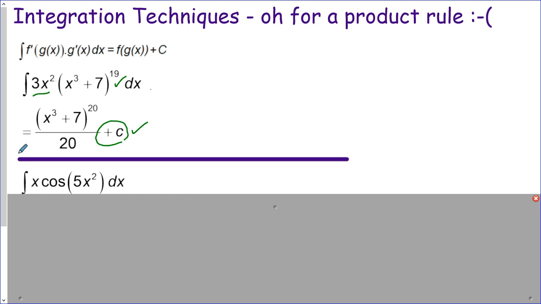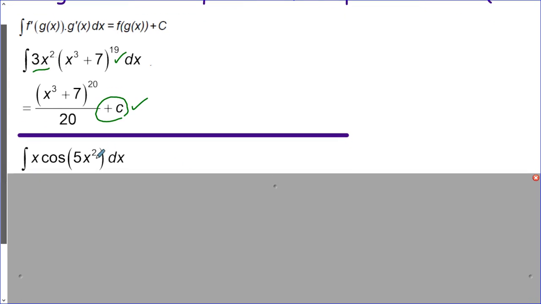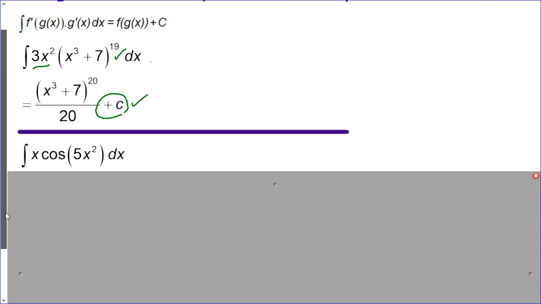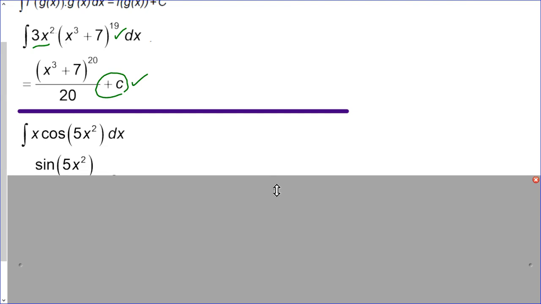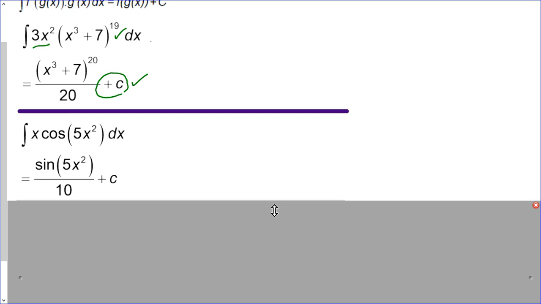Let's look at another one. x cos of 5x squared. Well, the derivative of 5x squared is actually 10x. Now 10x isn't quite here, but I can fix for a constant by dividing out later. So the integral of cos is sine. So I'm going to take a stab at sine of 5x squared. If you differentiate sine of 5x squared, you get cos of 5x squared times by 10x. Right? I don't want 10x, I just want 1x. So in fact, I'm going to need to divide my answer by 10 plus c.